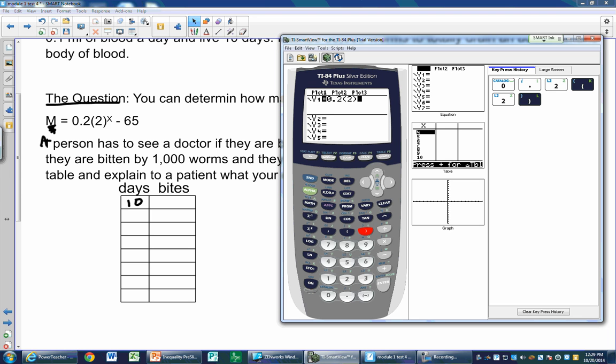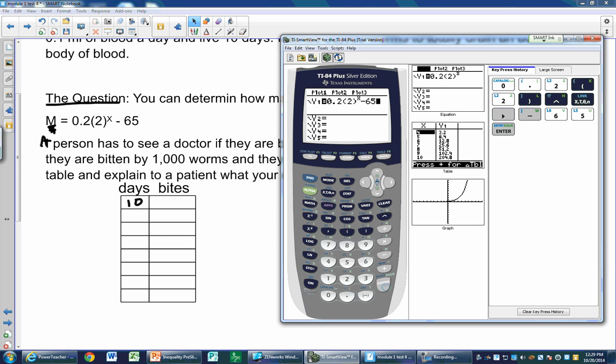The exponent key is right there. See it? It's in red. And then you have to hit the x. It's in red. How do you get out of it? You hit the right arrow. See, it's in red. And then you do minus 65.